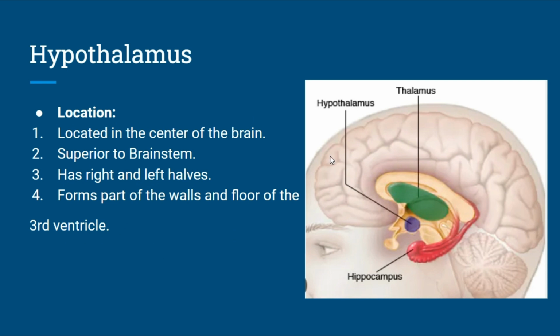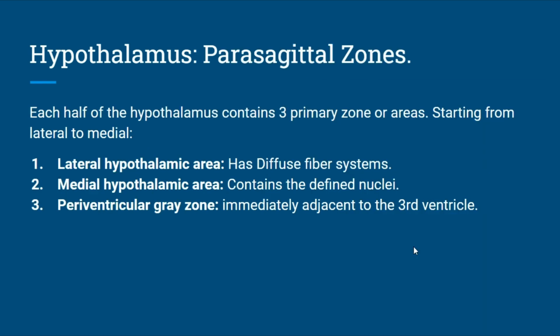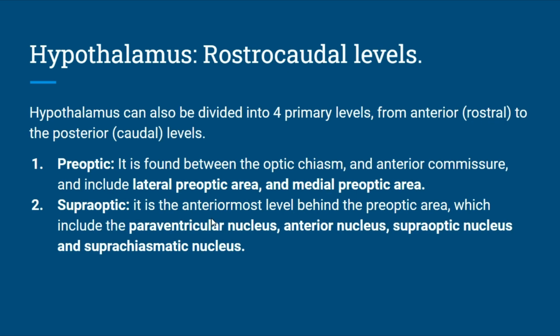The location of the hypothalamus is in the center of the brain, superior to the brainstem right here. It has two halves, just like the thalamus, right and left, and it forms parts of the walls and the floor of the third ventricle. Each half of the hypothalamus contains three primary zones, and starting from lateral to medial, it has the lateral hypothalamic area, the medial hypothalamic area, and the periventricular gray zone. The lateral hypothalamic area has a diffuse fiber system. The medial hypothalamic area contains the defined nuclei, and the periventricular gray zone is immediately adjacent to the third ventricle.